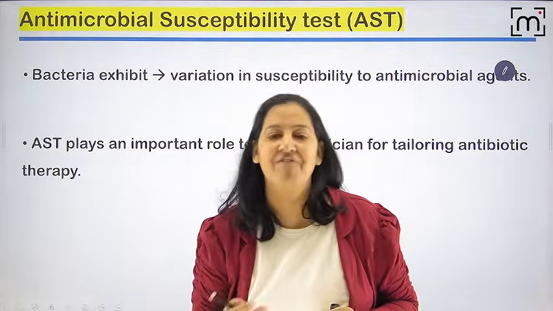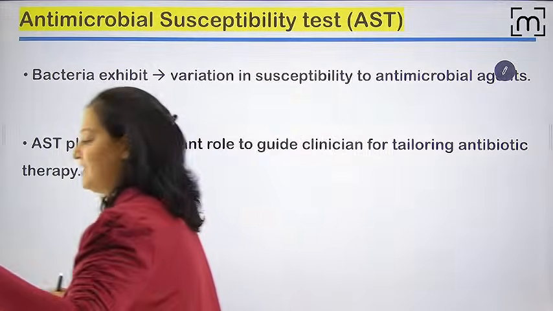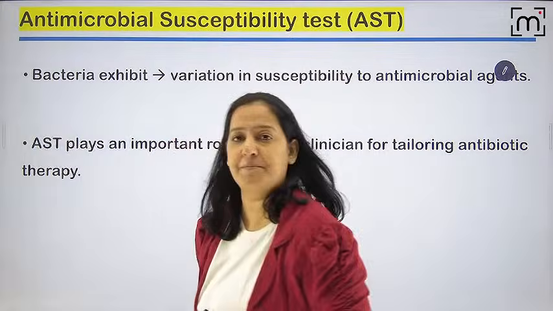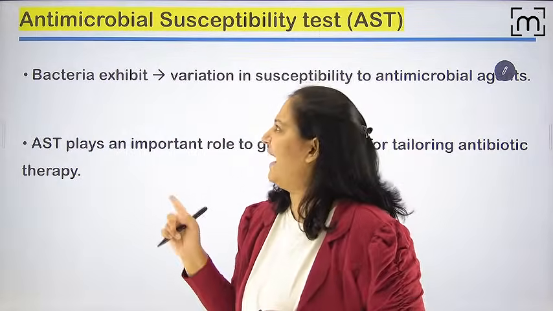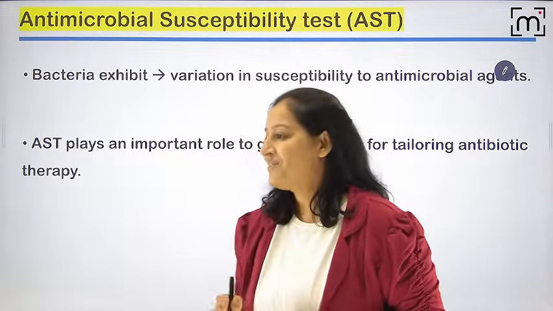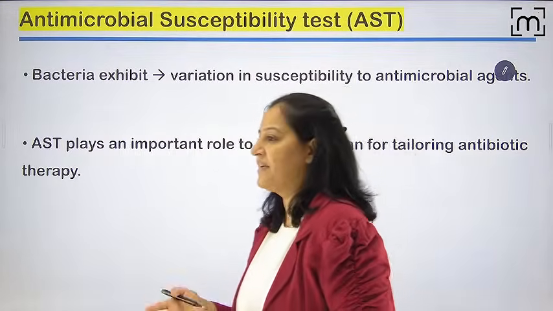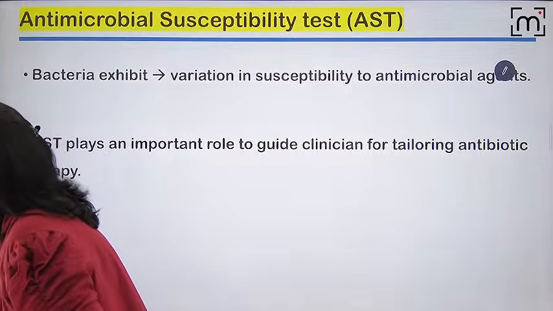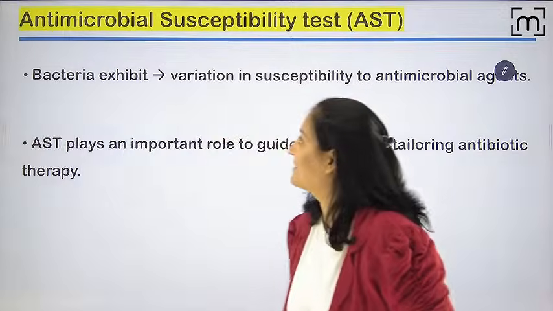After that, I will come to general virology. The next topic here is the antimicrobial susceptibility test. I guess this is the 8th or 9th chapter we are taking in general bacteriology. So let's start the antimicrobial susceptibility test quickly. Can we start? Okay, let's start.